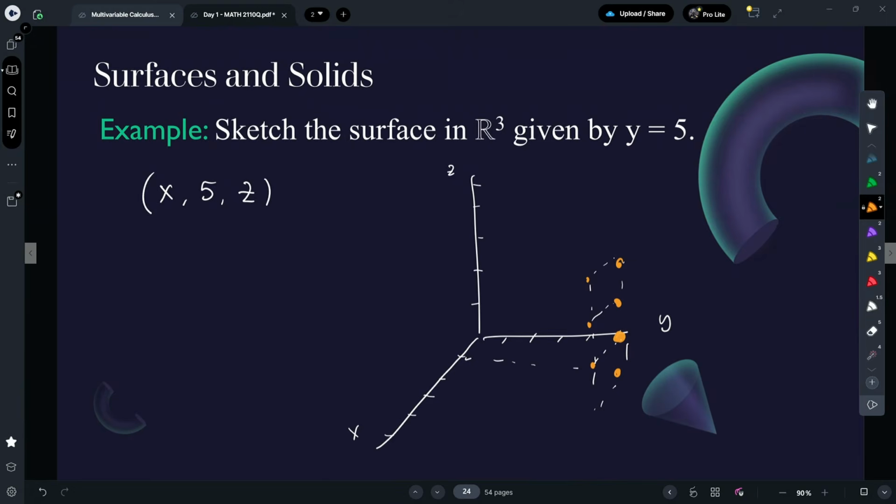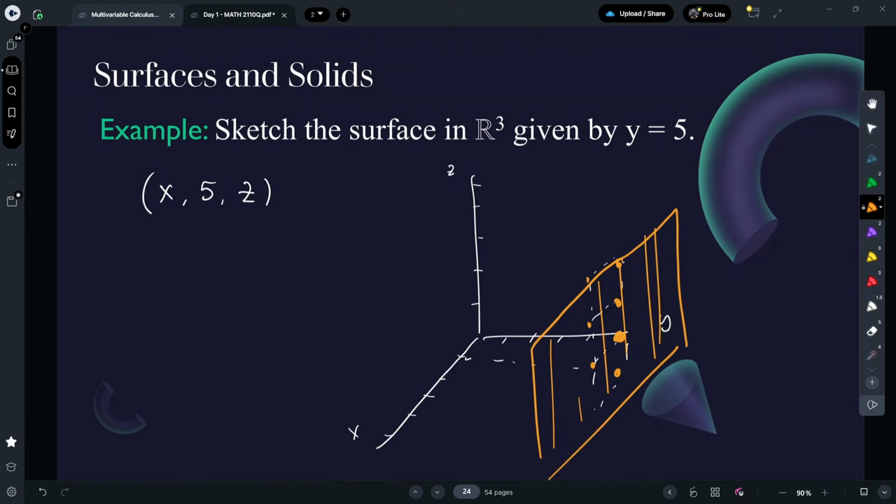So it's a vertical plane that is parallel to what plane? The XZ plane. To the XZ plane. So it looks sort of like this. That plane. Okay? And as I said, we can represent that as a set where x and z are any real numbers, as long as the y coordinate is 5. Then that's the answer.